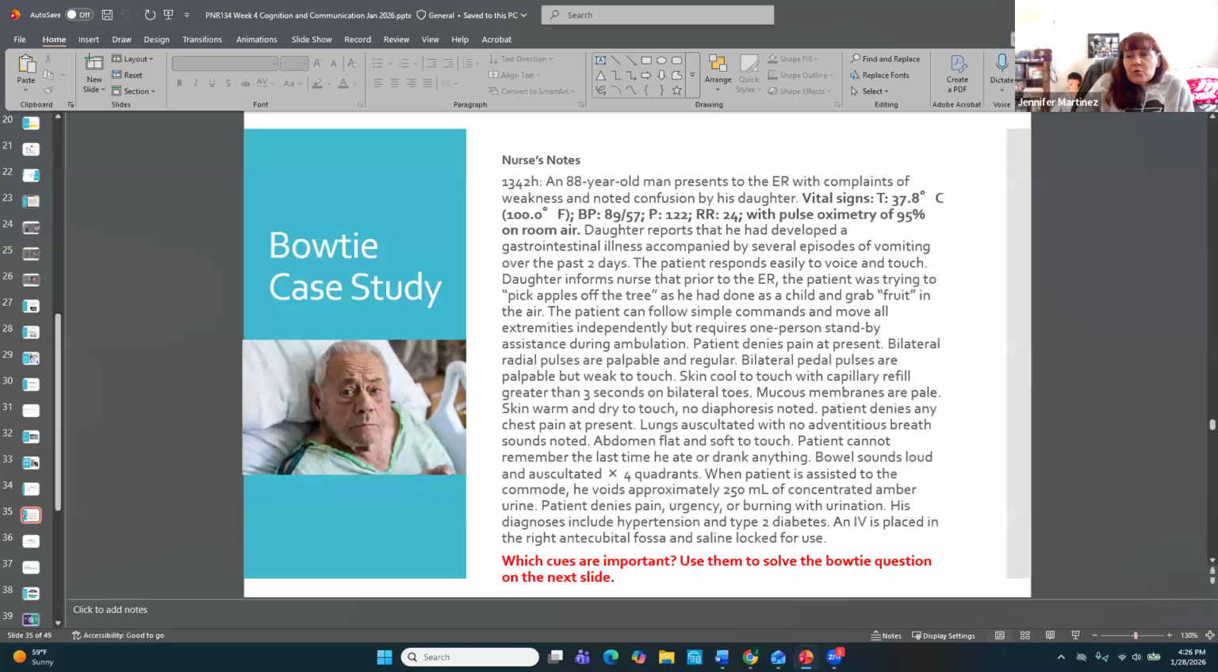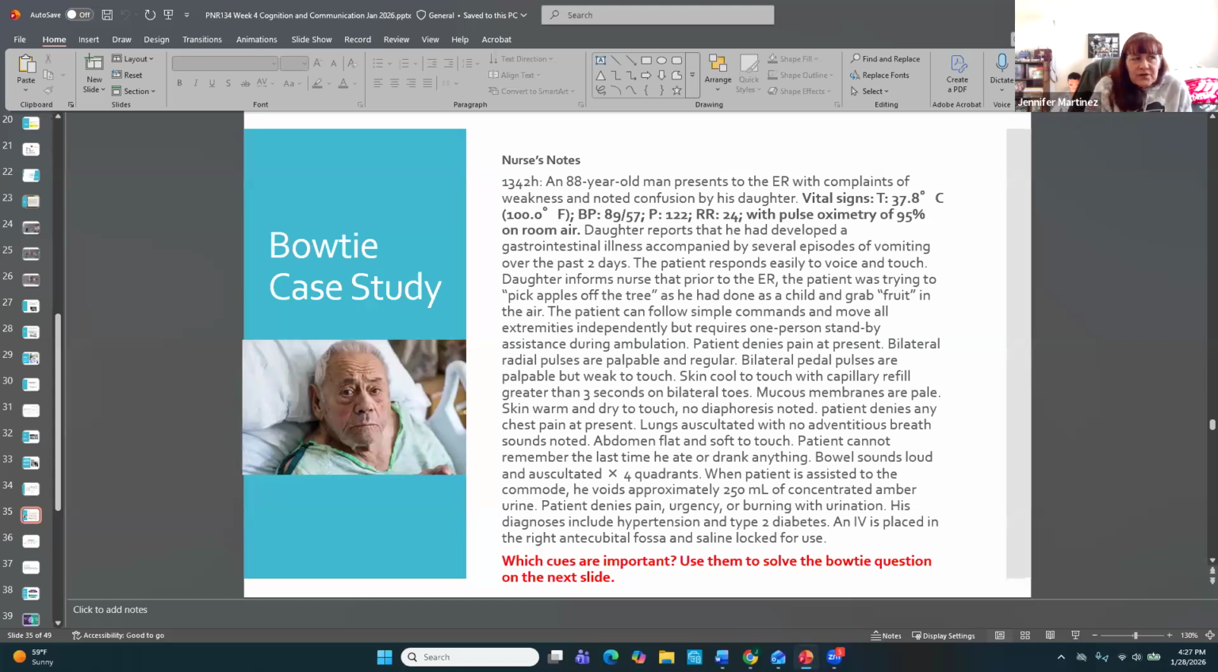So we have an 88-year-old man who presents to the ED with complaints of weakness and confusion noted by his daughter. Vital signs: temperature 100 degrees Fahrenheit, blood pressure 89 over 57, pulse 122, respirations 24, and pulse oxygen 95% on room air. The daughter reports that he developed a GI illness with several episodes of vomiting over the last 2 days. The patient responds easily to voice and touch.